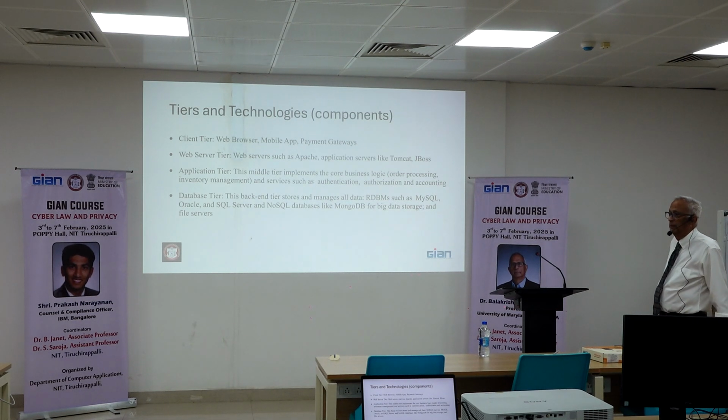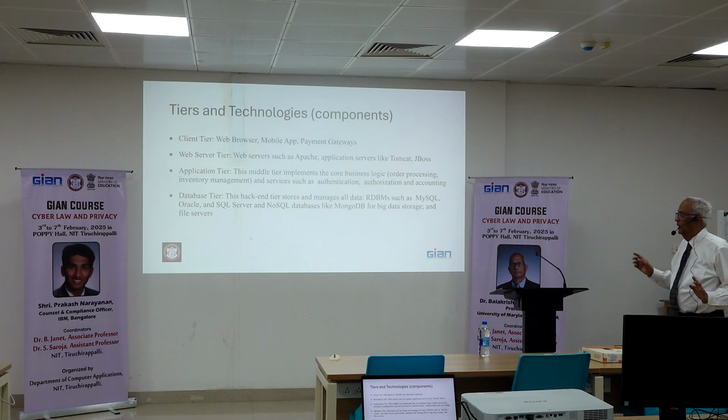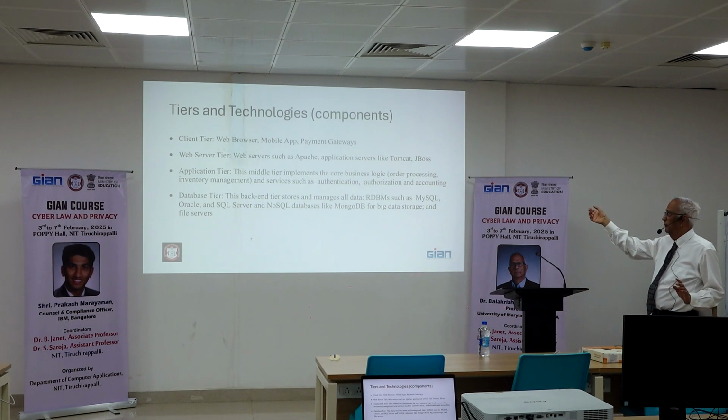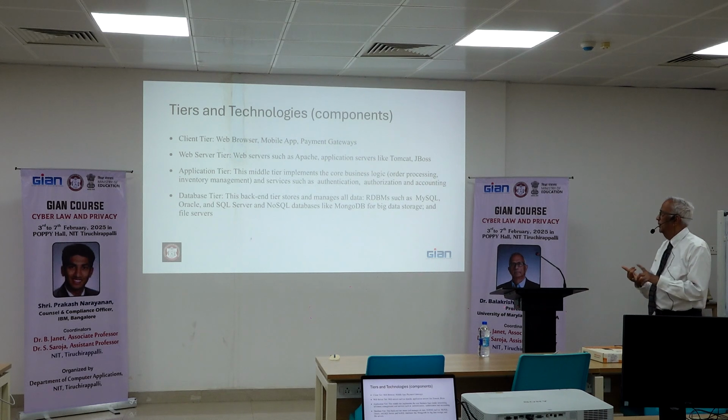Okay, then the application tier. This is the one that does a lot of the work. This middle tier implements the core business logic, order processing, inventory management, and even services such as authentication, authorization, and accounting. In other words, the most intelligence lies in the application tier. The web server tier is basically a front end to deal with the customer. And the client tier is the one, it could be an app, it could be a web browser, it could be some other application that's trying to deal with it, okay.